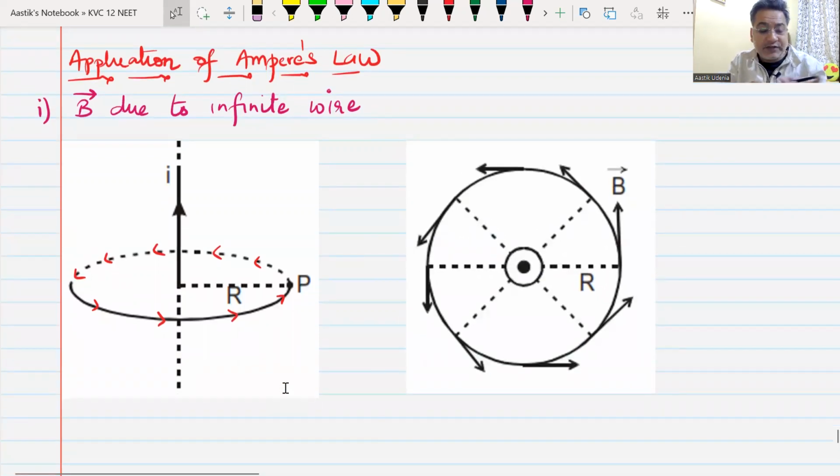Top view means, see, if this is a wire like this, it is having current in this direction. If you look from here, you can see the magnetic field moving like this. Yes or no? I'm looking from here, I will see current like this and magnetic field moving like this. The same thing if I look from the top, it looks like this. The current is going like this. Yes or no?